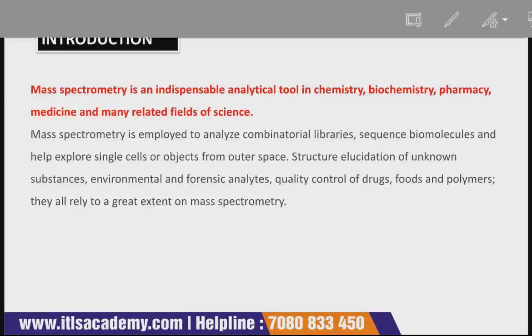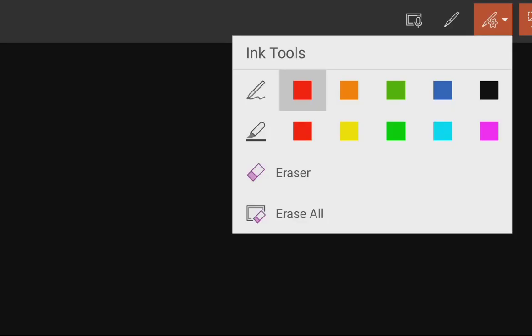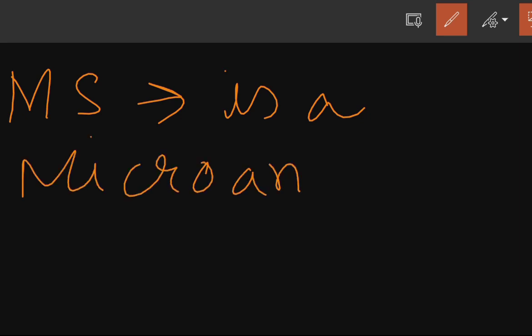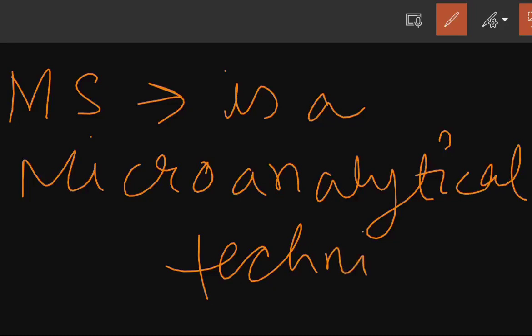I'm just writing some keywords, you can note them down somewhere. The first keyword: mass spectrometry is a micro analytical technique. Why micro analytical technique? Because it requires only a few nanomoles of the sample. And why does it require these nanomoles of the sample? Just to obtain the characteristic information pertaining to the structure as well as the molecular weight of the analyte present.